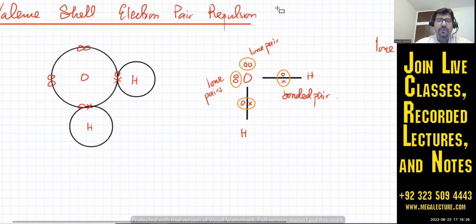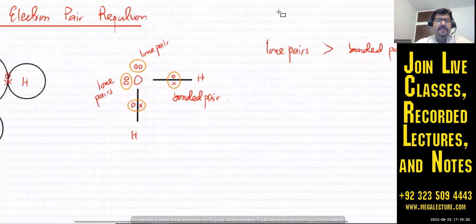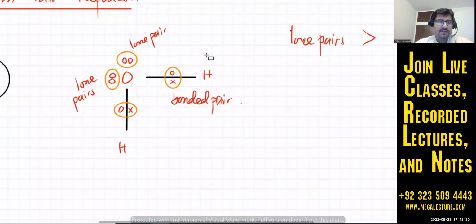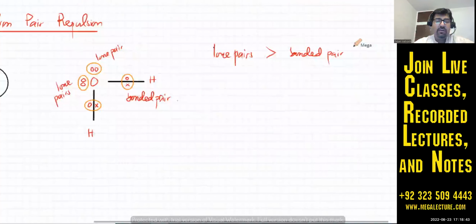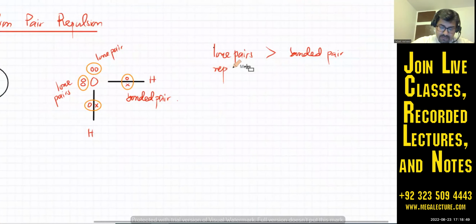So what I'm stating is electrons repel other electrons, right? So if there's a pair of electrons, it will repel the pair of electrons over here, over here, and over here. So they're all trying to repel each other. And remember this, that lone pairs exert more repulsion. So lone pair repulsion is greater than bonded pair repulsion. And there's a reason for that.